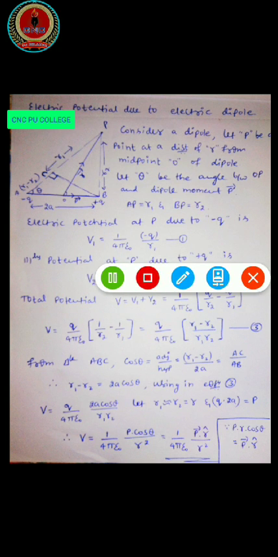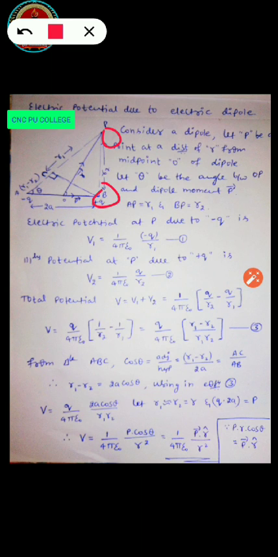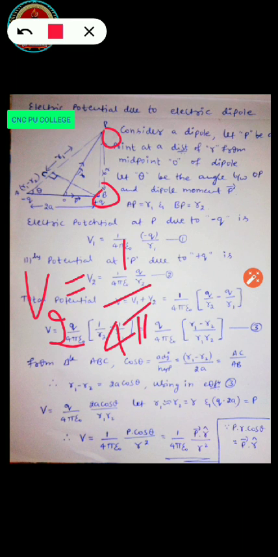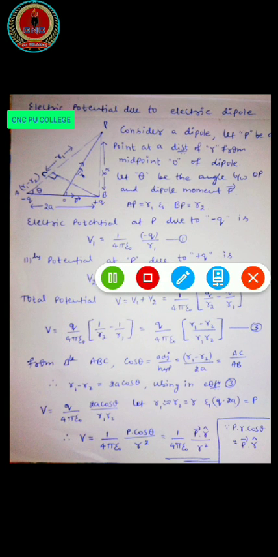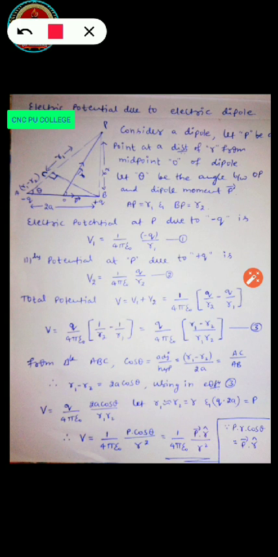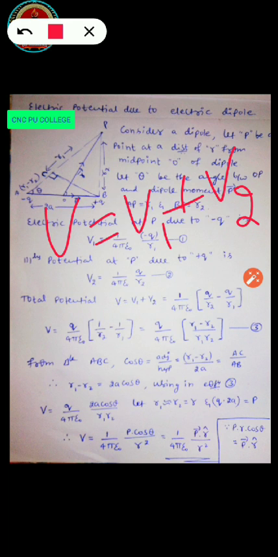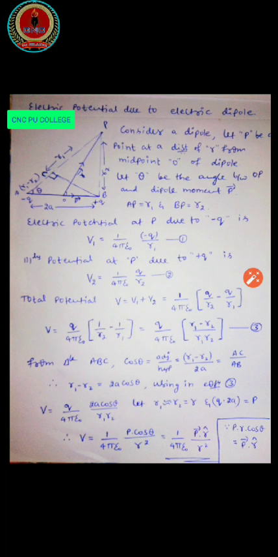Similarly, potential at P due to the positive charge. We can write that as V2 is equal to 1 by 4 pi epsilon naught times, what is the charge? Positive charge, right? It is simply Q divided by what is the separation? R2. So this is the potential at P due to the positive charge. And now we have to get the total potential. By superposition, we already know that V is equal to V1 plus V2, where V1 is due to the negative charge and V2 is due to the positive charge.